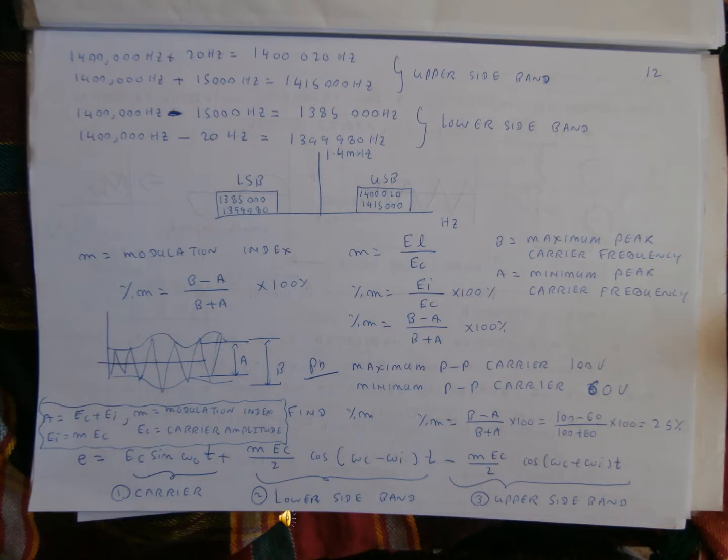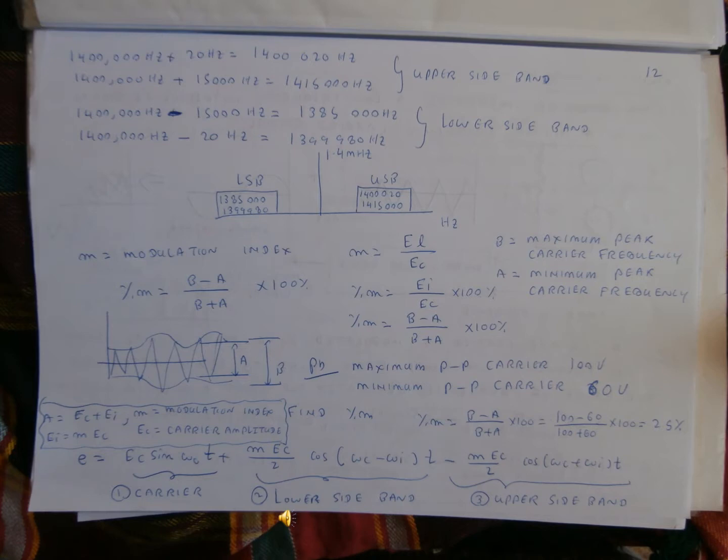The maximum peak-to-peak carrier voltage is 100 volt and the minimum peak-to-peak carrier voltage is 60 volt. You have to calculate the percentage of modulation. Percentage modulation is B minus A divided by B plus A multiplied by 100, so 100 minus 60 divided by 100 plus 60 multiplied by 100, which gives 25%. The magnitude is EC plus EI, M is the modulation index, EI is M times EC, and EC is the carrier amplitude.